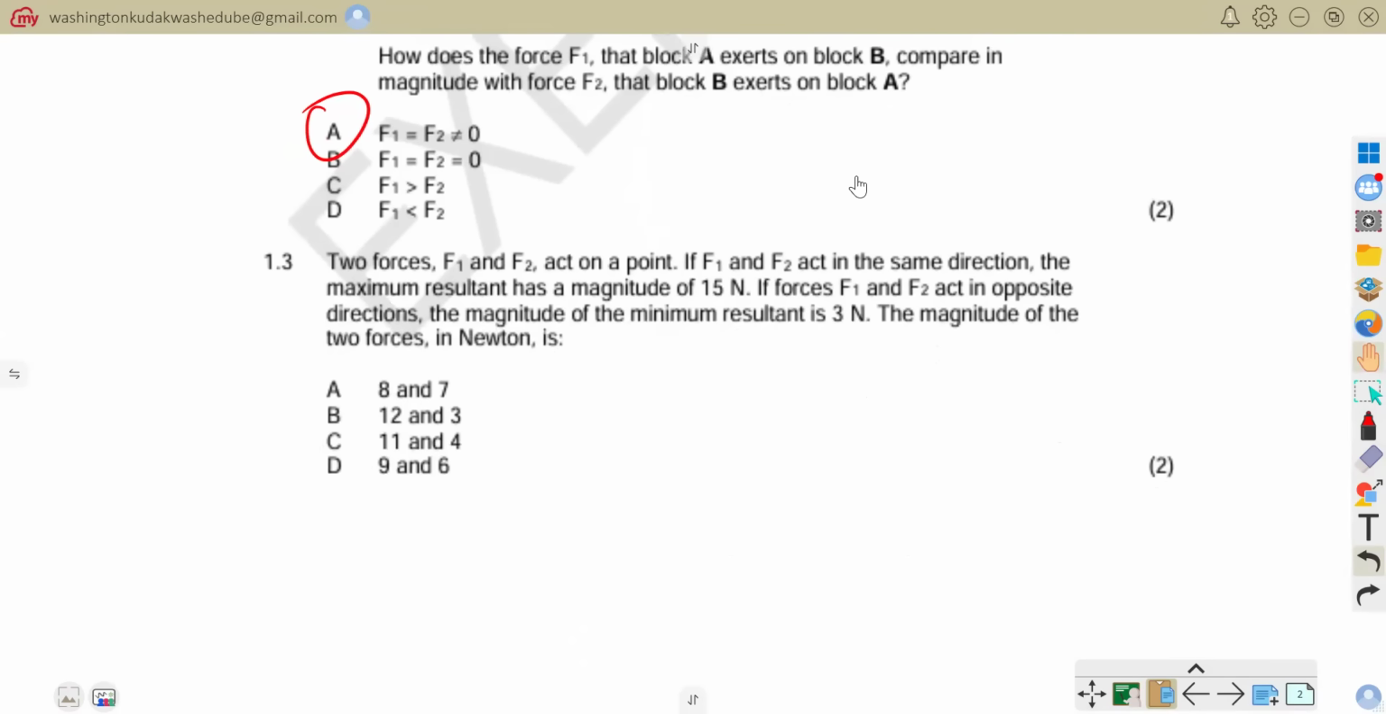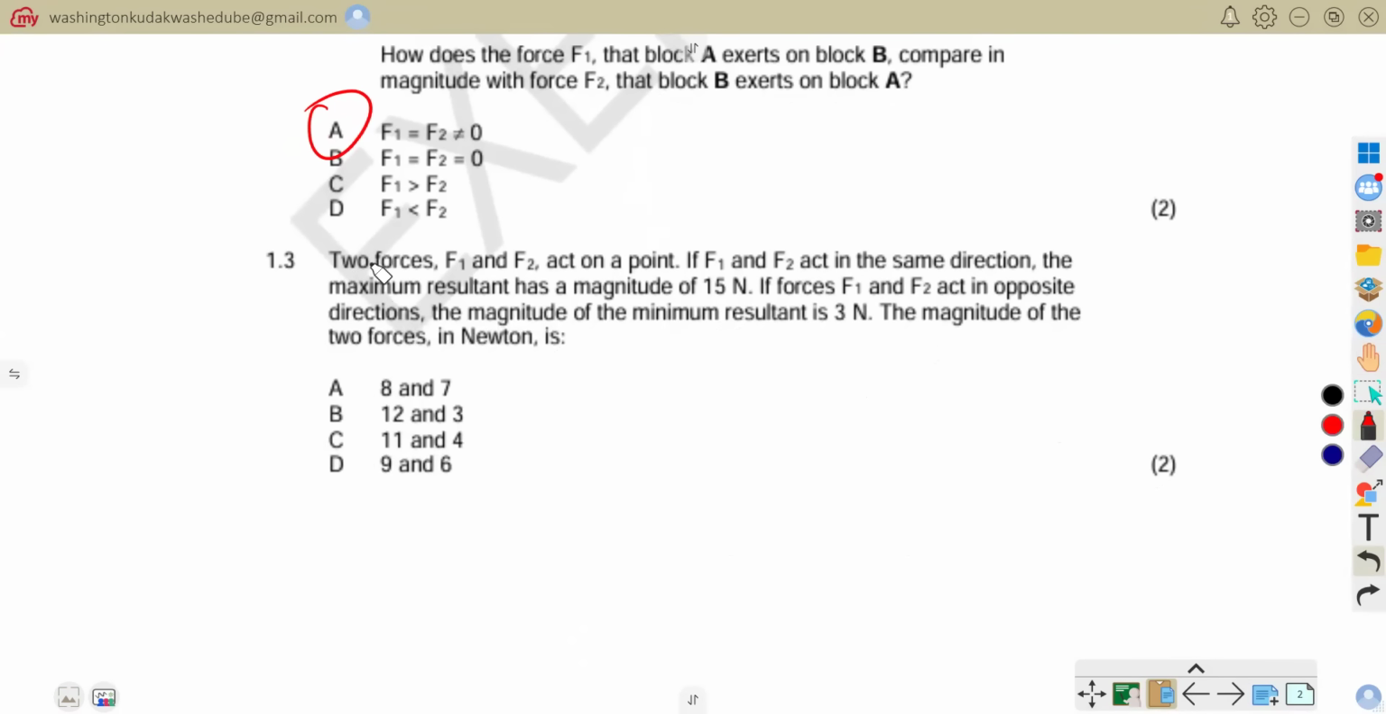Now going to 1.3. Two forces F1 and F2 act on a point. If F1 and F2 act in the same direction, the maximum resultant is a magnitude of 15. So we have F1 acting on a point, and also F2 acting on that point in the same direction. And they are saying that the resultant, which we know will be given by the sum of the two, since they are in the same direction, F1 plus F2, is equal to 15 newtons.